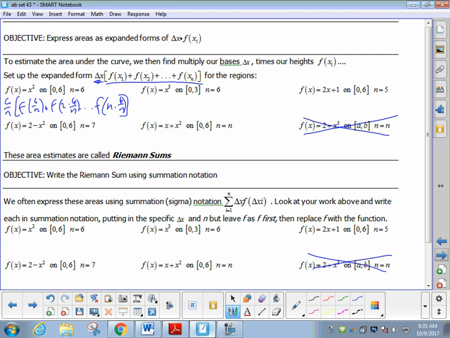Would you do the others? Putting the delta x out front and the heights inside, and you've done all the work, the hard work already. You're just putting the two steps together.